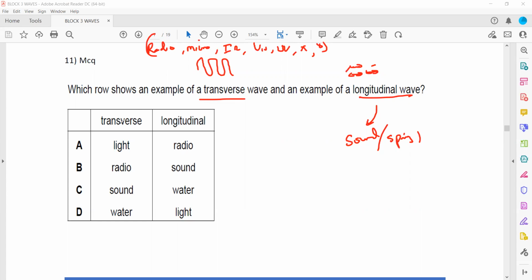So which is a transverse? Light waves or visible light, they all are transverse, and sound waves are longitudinal. So B should be the right answer.